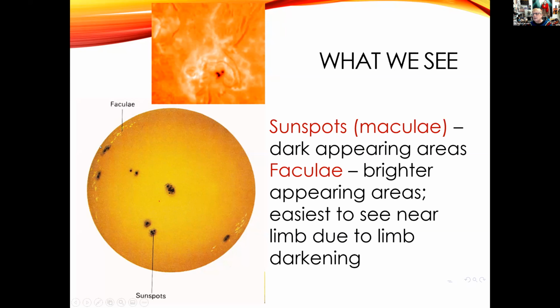The faculae are harder to see than the sunspots. You normally only see them on the edge of the sun, which we call the limb, because you're looking through more gas when you look along the edge or the limb of the sun. And so there's more of a contrast between lighter and darker areas.